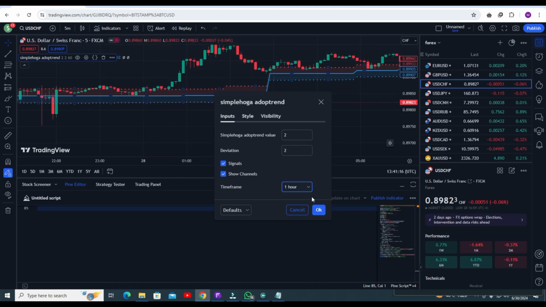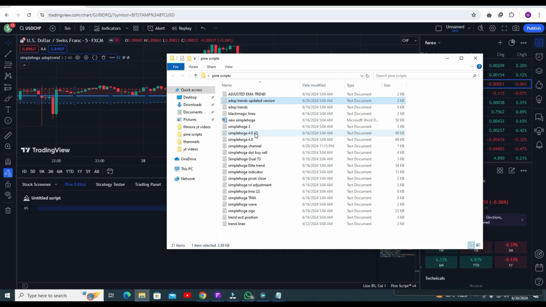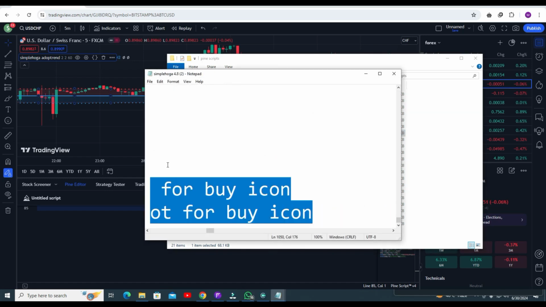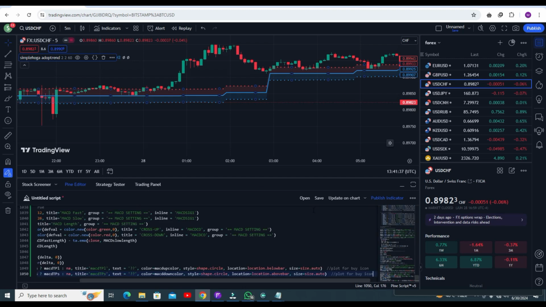Okay, the settings are done, and now I have to go for the other indicator. Open the code, Control A, Control C, copy the code, and again go to the Pine editor, and here paste your code, Control A, Control V, and click here. You will find the option add to chart.